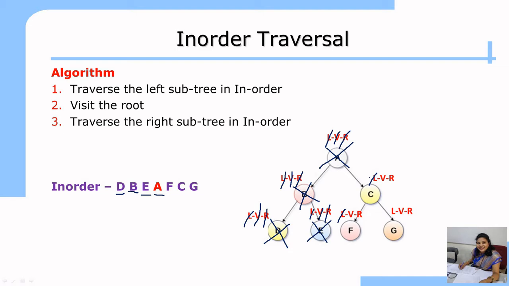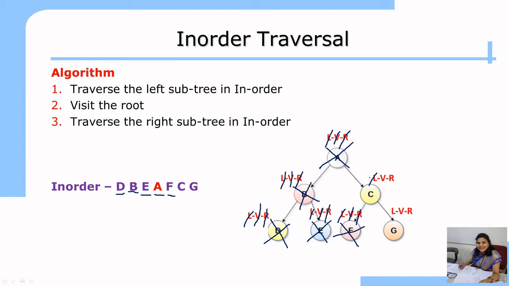There is nothing, so perform the second step. Second step is what? Visit the vertex. So we write down here F. After A we write down here F. After that go to the right side. There is nothing at the right side of the F. So you go to the parent of this F.